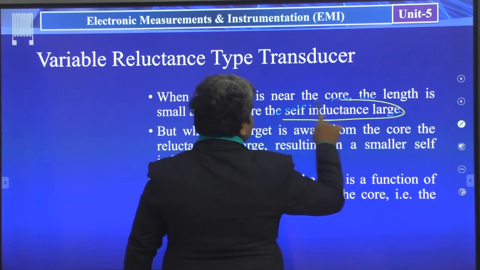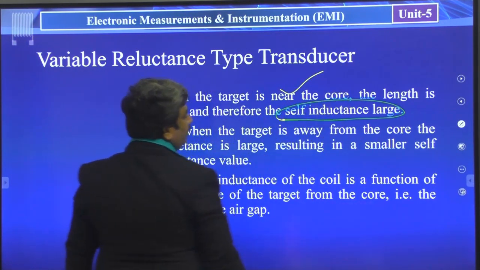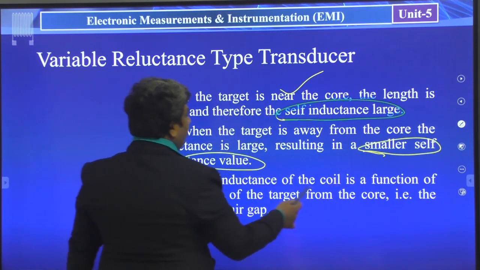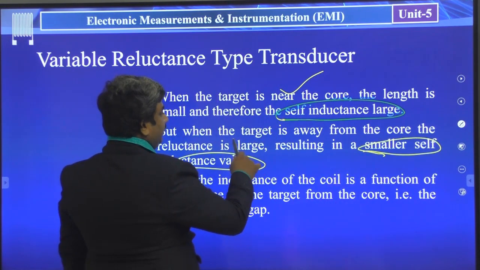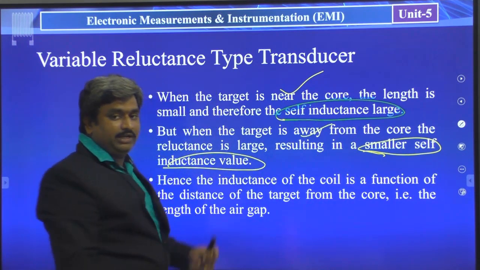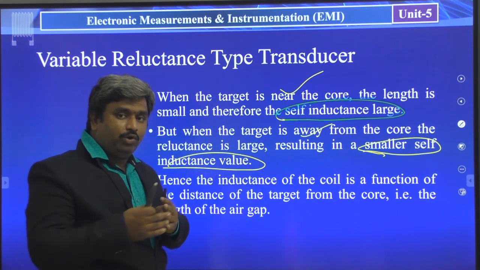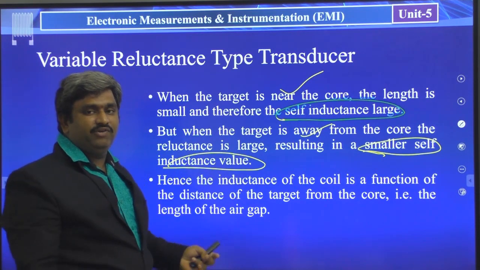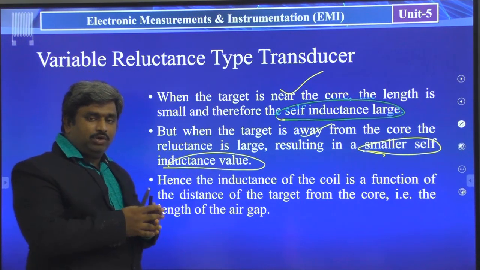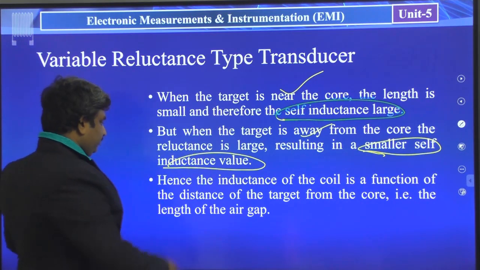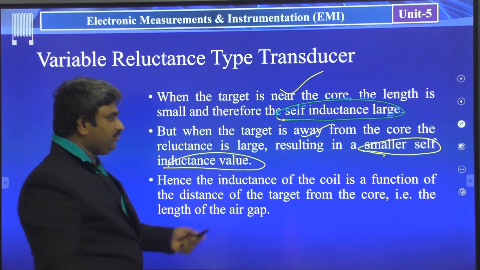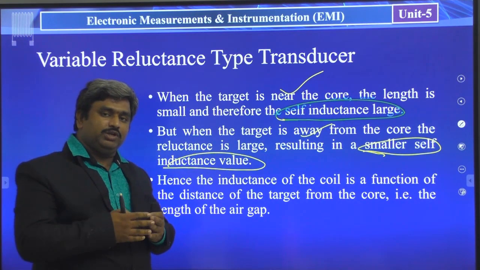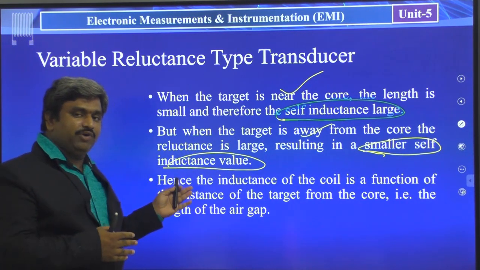Right. Self-inductance is large when the target is nearer to the core. The self-inductance is very small when it is very far, away from the core. When the iron rod is away from the core, very far, then the self-inductance is small. When it is very close, the self-inductance is very high. Hence, the inductance of this coil is a function of the distance.